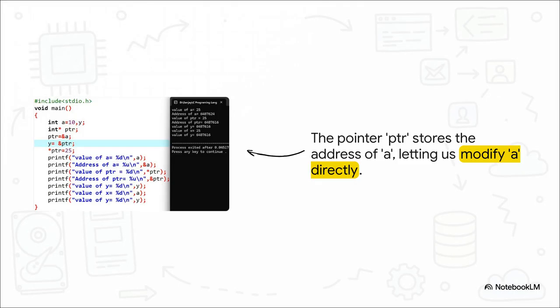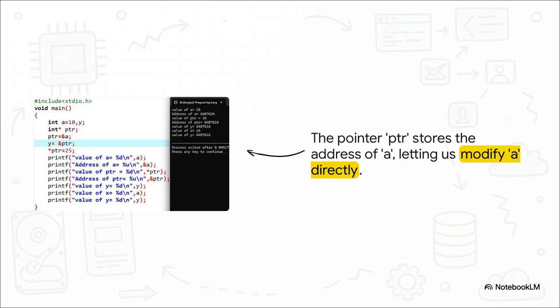Let's actually see how this works, because it's pretty cool. First, we make a normal variable. We'll call it A, and we put the number 10 in it. Simple enough. Then, we create a pointer. We'll call it PTR, and we tell it, your job is to remember the address of A. Okay, now for the magic. Look at this line of code.